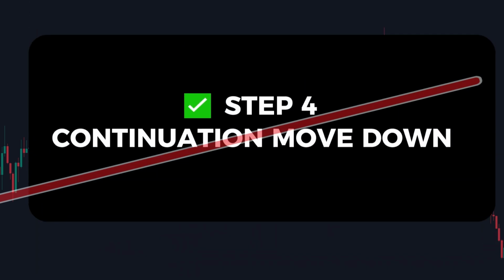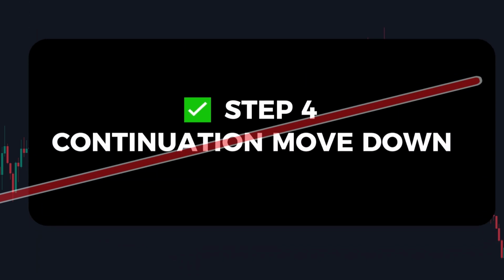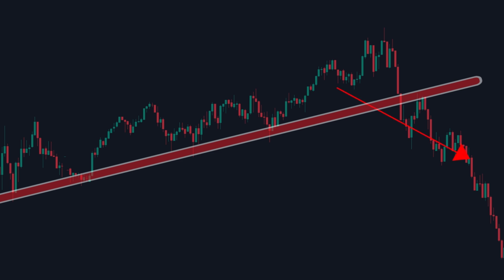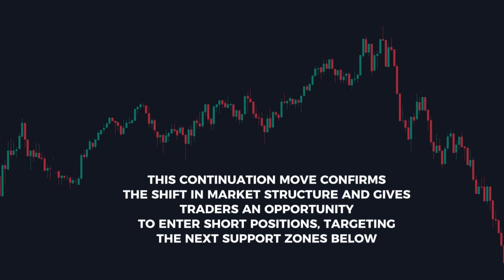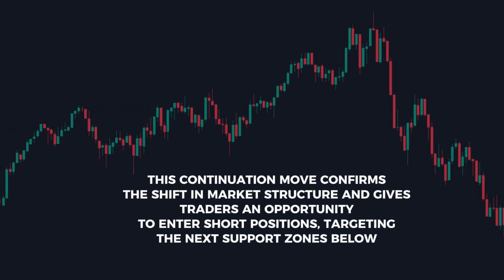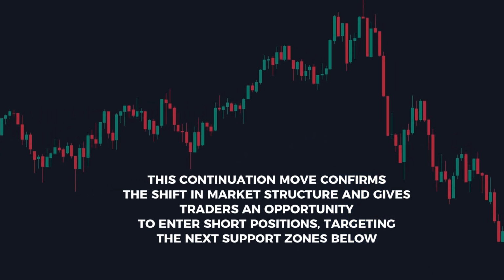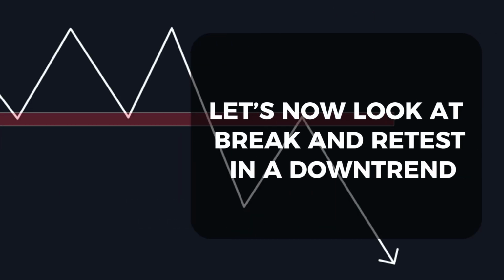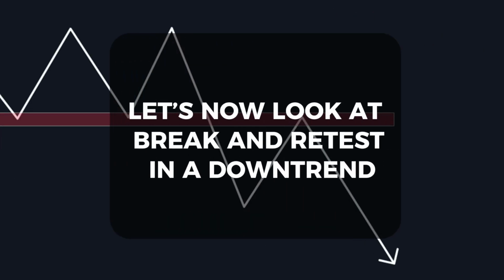Step 4. Continuation move down. After rejecting the retest, sellers take over again, driving price sharply lower. This continuation move confirms the shift in market structure and gives traders an opportunity to enter short positions, targeting the next support zones below. Let's now look at break and retest in a downtrend.